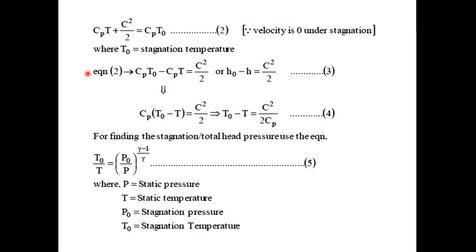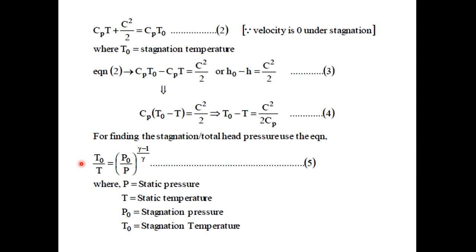Now the equation 2 can be reduced further. For example, by rearranging, Cp T0 - Cp T = C²/2, or applying the Cp T equation for enthalpy, we can write the same as h0 - h = C²/2, which we name as equation number 3. We can also rearrange equation number 2 as Cp (T0 - T) = C²/2, which will give T0 - T = C²/2Cp, which we name as equation number 4.